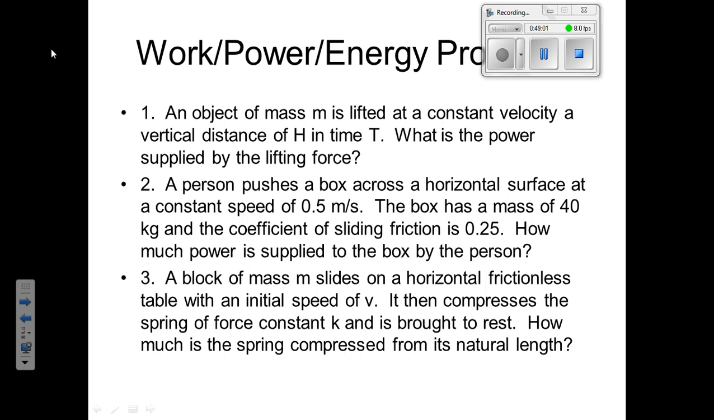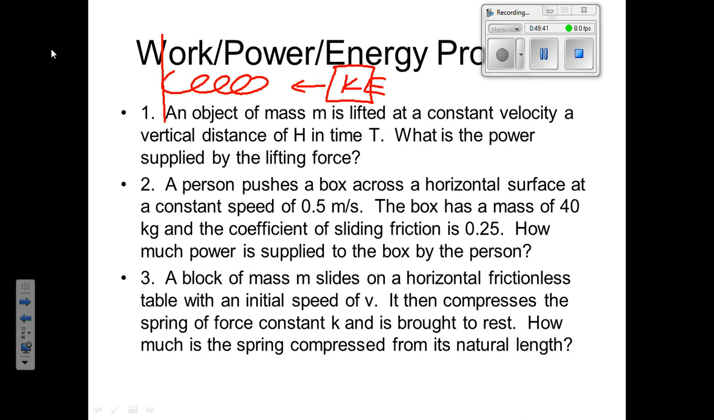So here's the situation. You have a wall with a spring, and you have a box that's sliding this way, and that box is going to hit the spring. What's the spring going to do to the box? It's going to start slowing it down until eventually it stops it, right? What does a box that's moving across a horizontal frictionless table have? Kinetic energy, right? So that box has kinetic energy to begin with.